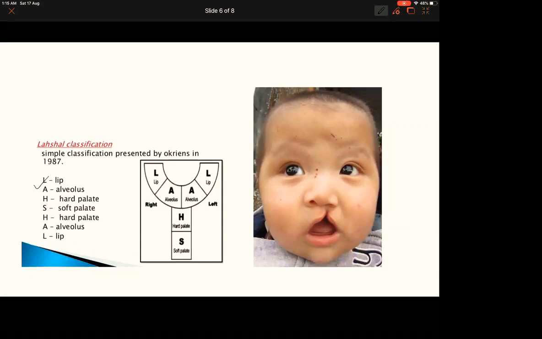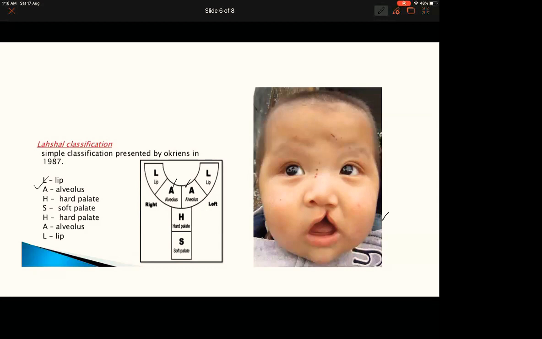Then the next one is A, that means the alveolus, so please remember this one. There is a lip, then there is an alveolus on both sides, and that's it. These are the things you are required to remember, and then there is the hard palate, H, and the lip. So these are all the systems. Most of it is not used nowadays. This is more or less theoretical.